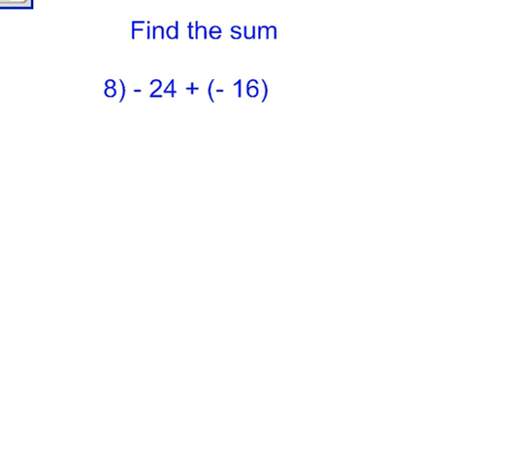Problem 8 is asking us to find the sum, and we can think back to the card game. This is a red card and a red card, and when they're both red, our answer is going to be red, or negative, and we add them together. That would give us negative 40.